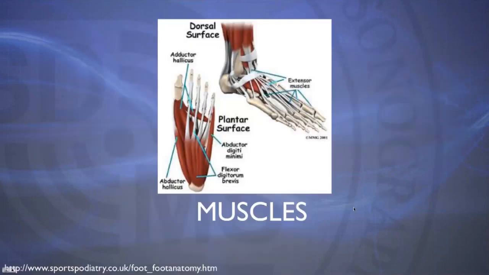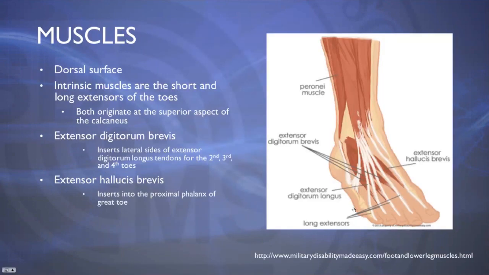Moving on now to muscles. Muscles on the dorsal surface include intrinsic muscles of the short and the long extensors of the toes, which both originate at the superior aspect of the calcaneus. We can see them in this region here. The extensor digitorum brevis, these insert on the lateral sides of the extensor digitorum longus tendons for the second, third, and fourth toes, and these are going to be located in this region here. And then the extensor hallucis brevis will insert into the proximal phalanx of the great toe.